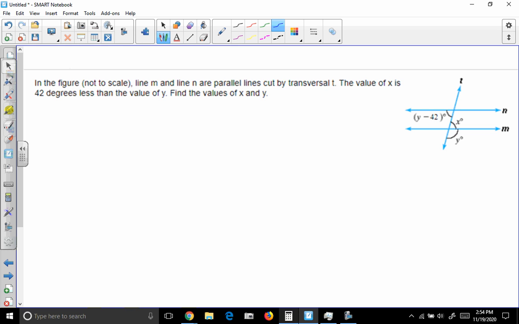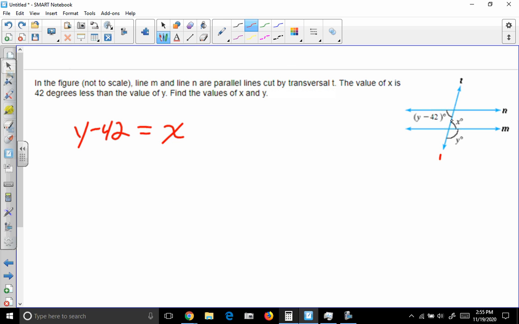So let's do one more. This has a little bit of geometry, and let's make a comment or two. So these lines are parallel. N and M are parallel lines. A couple of things we know is that if we have a line that cuts through parallel lines, then these angles are alternate interior. Alternate interior angles are congruent, meaning that the measure of the angle y minus 42 is congruent to x. Those are of the same value.